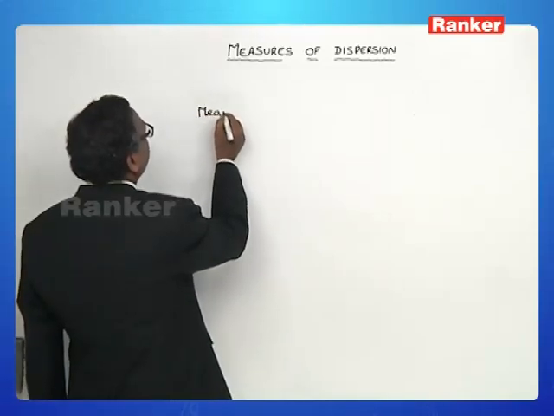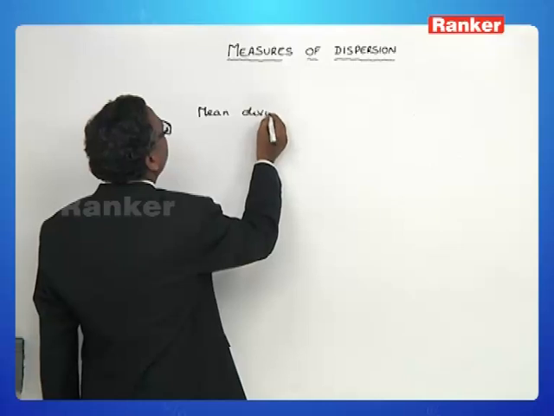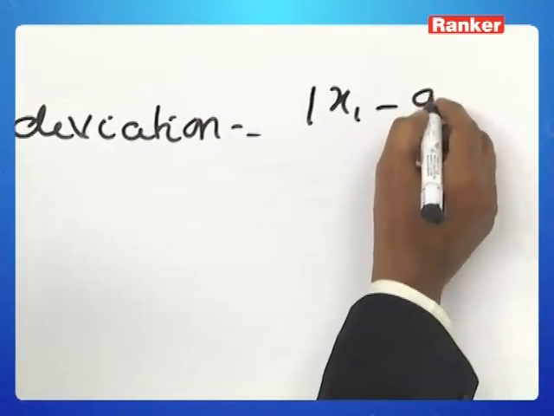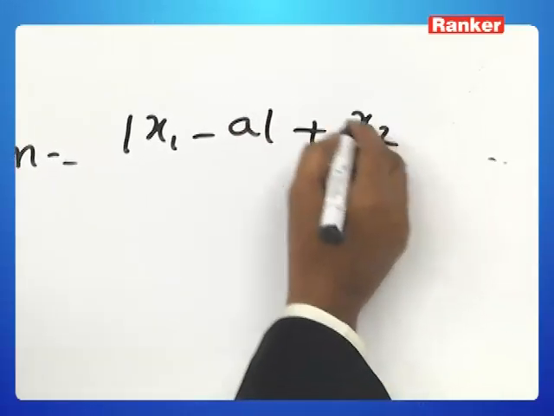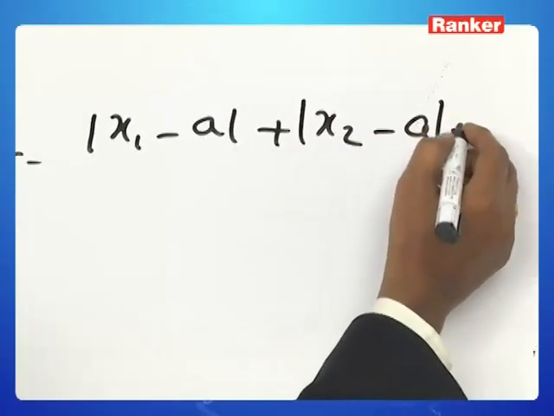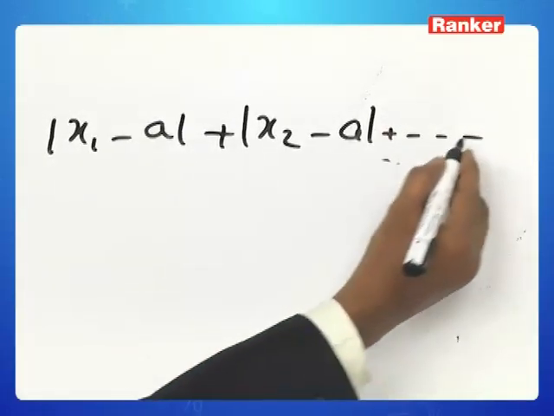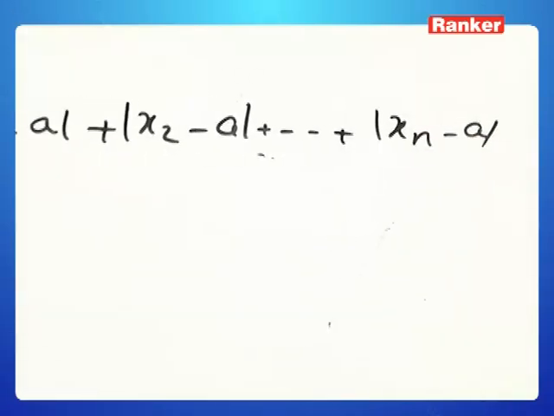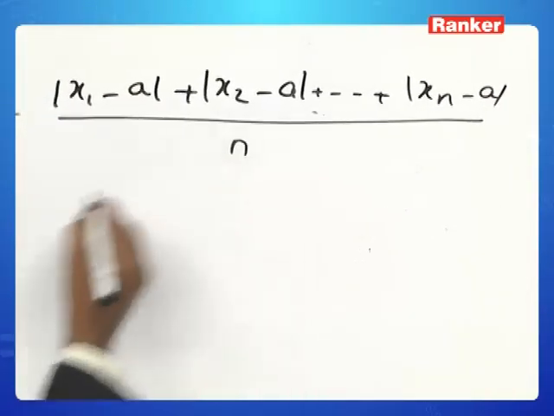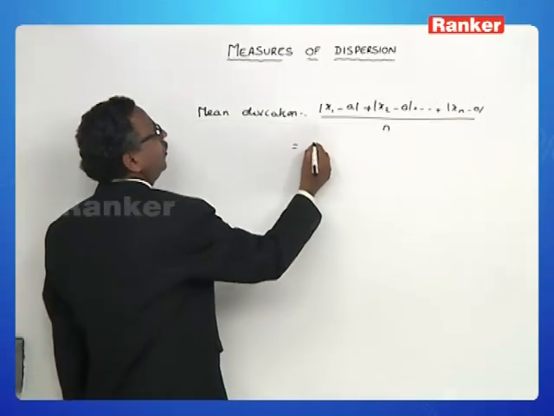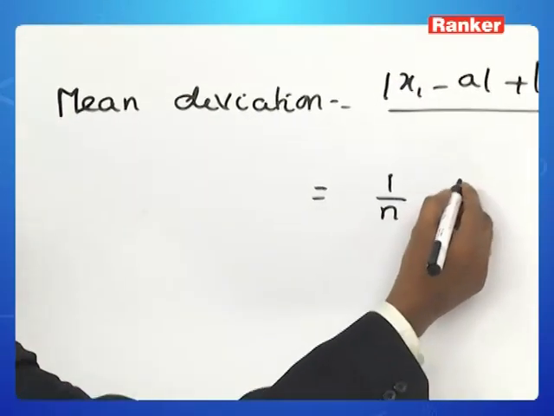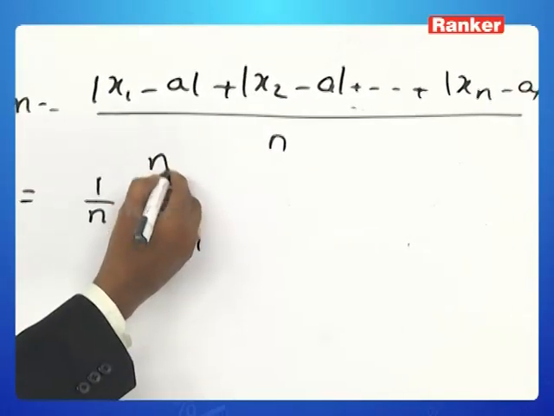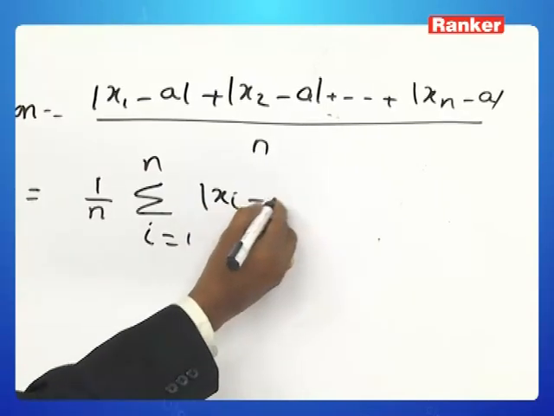Mean deviation is given by the formula modulus of x1 minus A plus modulus of x2 minus A plus so on up to modulus of xn minus A divided by n. Or in terms of sigma, we can write this as 1 by n into sigma i runs from 1 to n modulus of xi minus A.